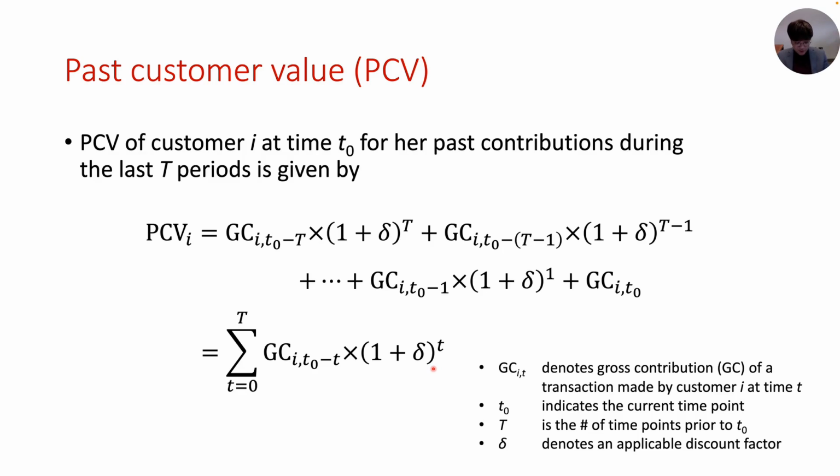Again, this equation is very complicated. I don't want you to memorize this equation. My recommendation is to conceptually understand the steps of PCV computation. How? Like this. PCV is basically a sum of gross contributions over time. But at each time, the gross contribution is inflated by the discount factor.